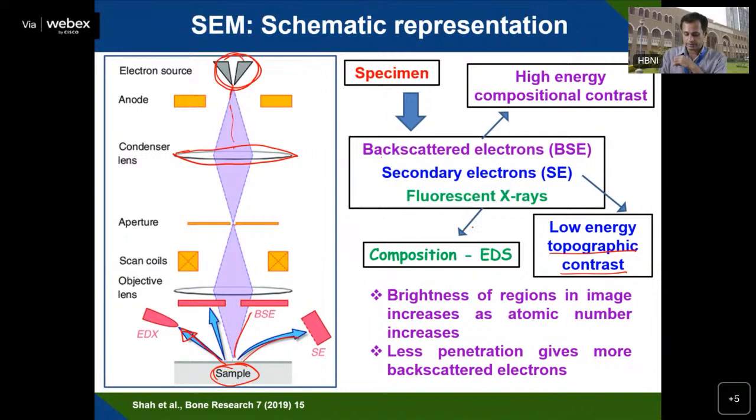What are the copper K lines? The K alpha and K beta come from different shells. For example, in copper oxide, you get copper K alpha, copper K beta, or copper L alpha, and you can also get the oxygen K alpha signal. Those will tell you the composition. The brightness of a region of the image increases with atomic number: the higher the atomic number, the brighter the image. Less penetration gives mostly backscattered electrons; if the electron penetration is low, the material is quite hard, and you get backscattered electrons.